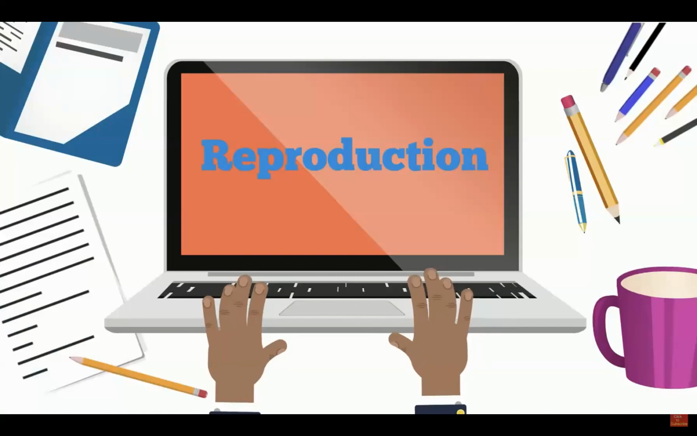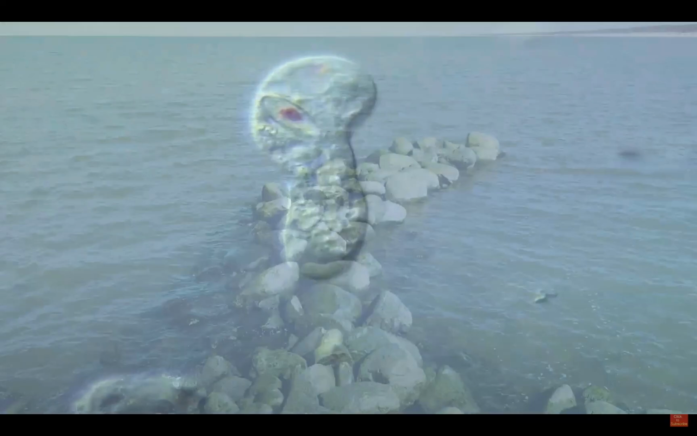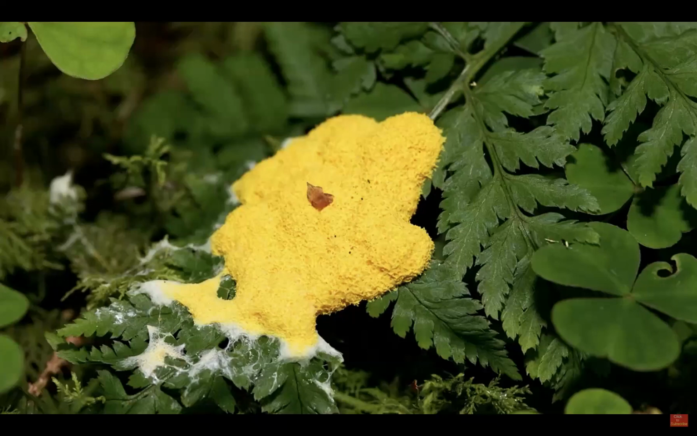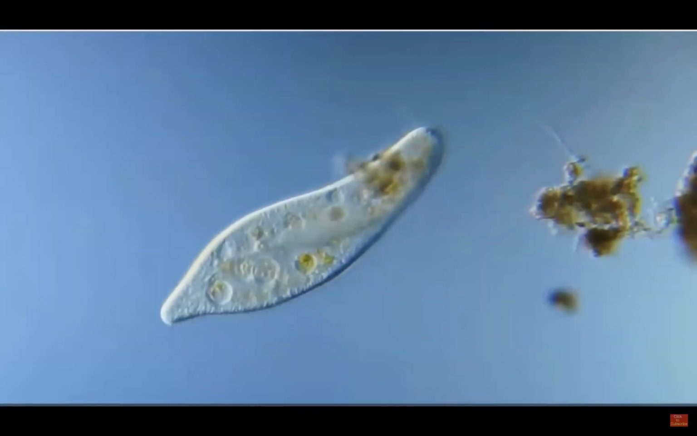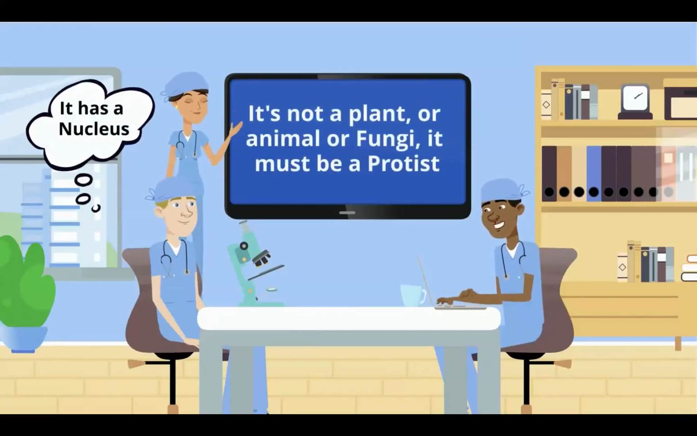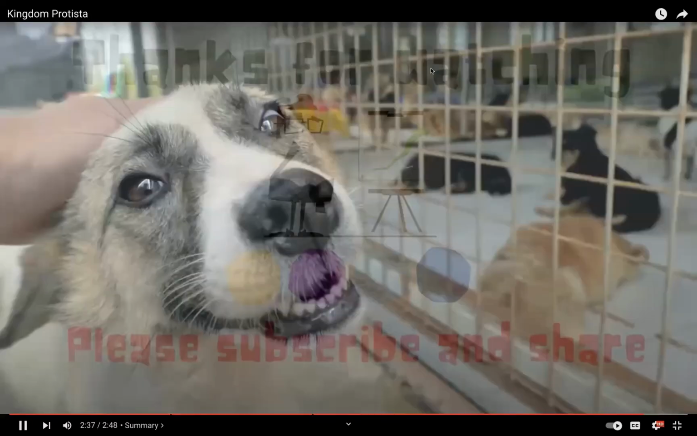Reproduction. Some protists reproduce asexually, like an amoeba and algae. Slime molds reproduce using spores, which is a type of asexual reproduction. Arcella reproduce by budding. Some protists reproduce both sexually and asexually, like a paramecium. So in summary, if you have an organism with a nucleus and is not a plant, animal, or fungi, then you have a protist.